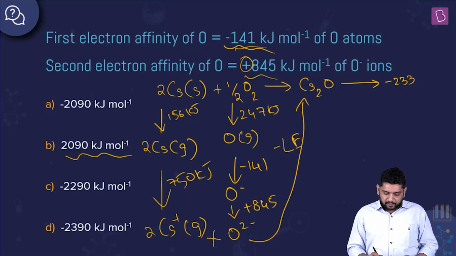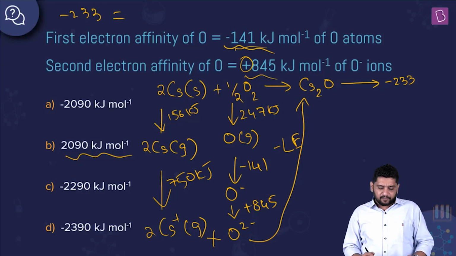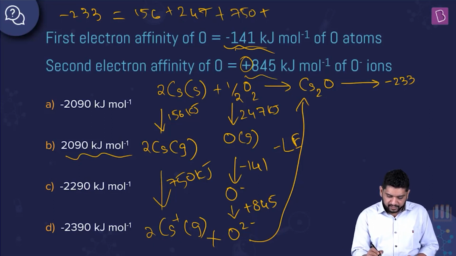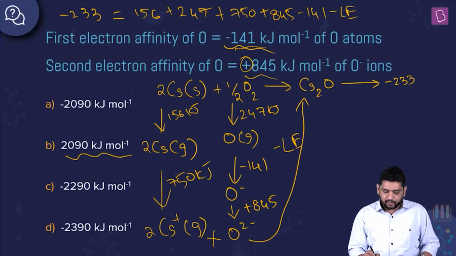So what do we do? Born-Haber cycle, we say that minus 233, the single step enthalpy of formation, should be equal to the sum of individual energies. So 156 plus 247 plus 750 plus 845 minus 141 minus lattice energy. This should be it. If I take lattice energy to the other side, I'm going to get lattice energy to be equal to how much? Le will be equal to, let's see.